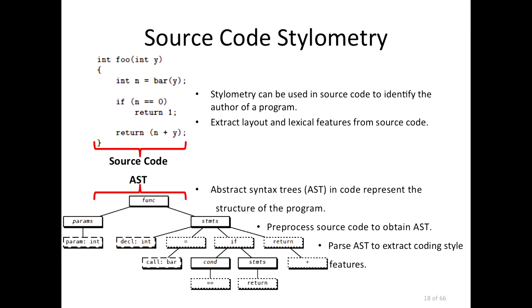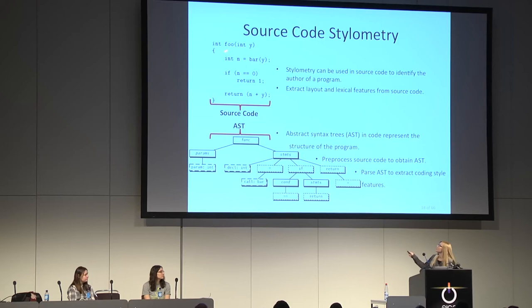In order to understand coding style, we have to look at programming style features. First of all, we have a piece of source code, and we look at some lexical features like variable names and the use of C++ keywords. Then we look at layout features like the spaces and the tabs, and we extract those from the source code. After that, we pre-process the source code to obtain its abstract syntax tree, which reveals structural features. So it's the grammar of the code.